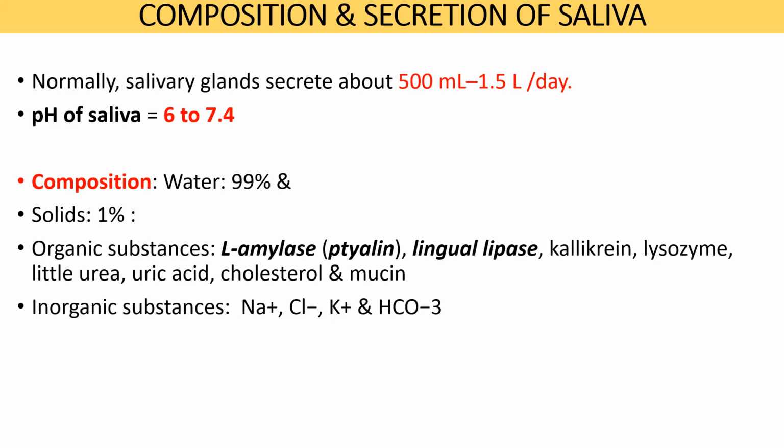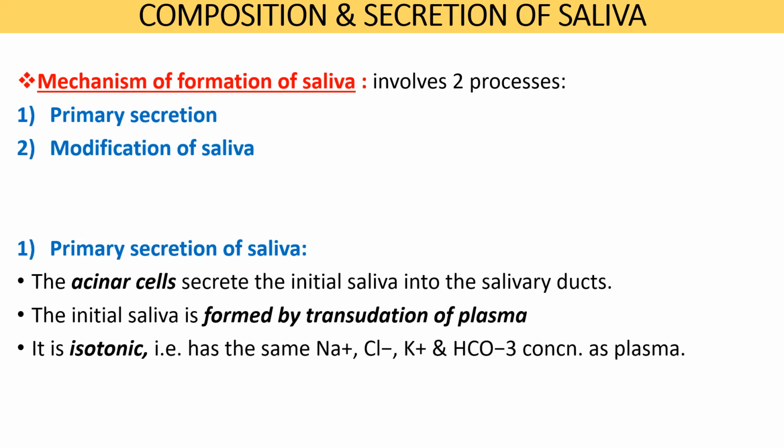The organic substances which are produced in the saliva are especially the salivary enzymes, namely alpha-amylase or ptyalin, that is responsible for the digestion of carbohydrates, cooked starch basically, and lingual lipase, that is responsible for a little bit of digestion of fats. Apart from that, organic substances like kallikrein, lysozymes, a little urea, uric acid and cholesterol plus mucin are present in the saliva. The inorganic substances like sodium, chloride, potassium and bicarbonate are also present in the saliva.